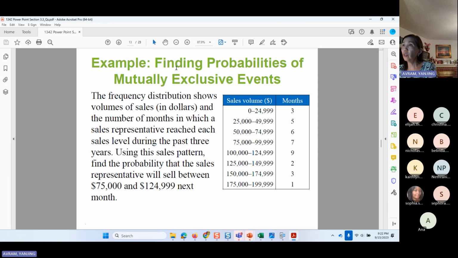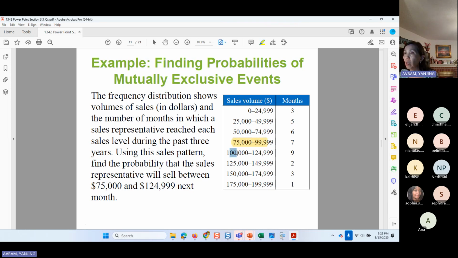Okay, so this one is finding the probability of a mutually exclusive event. Okay, so why is this one a mutually exclusive event? Because this is a frequency distribution showing the volume of sales in dollars and the number of months in which a sales representative reached each sales level during the past 3 years. Okay, using this sales pattern, find the probability that a sales representative will sell between 75,000 and 124,999 next month.